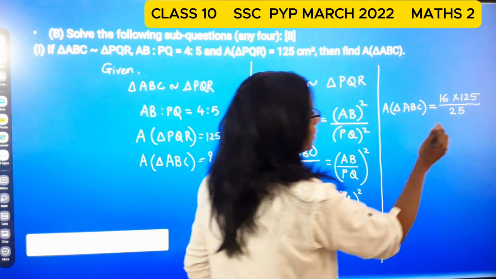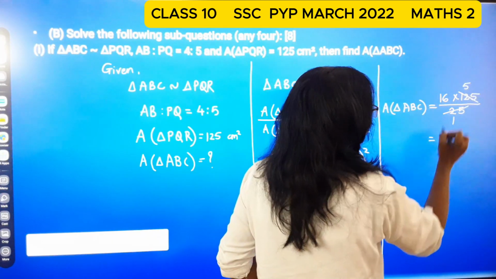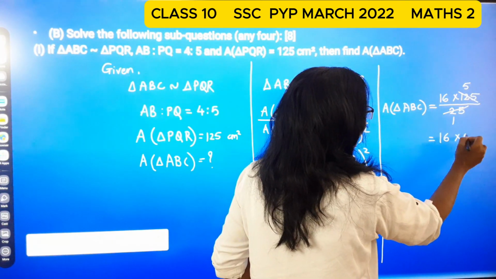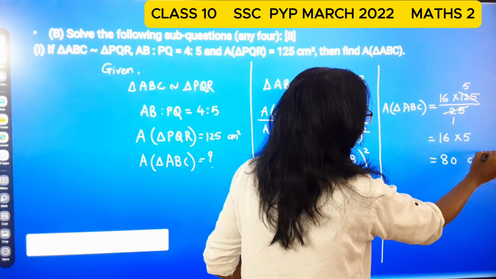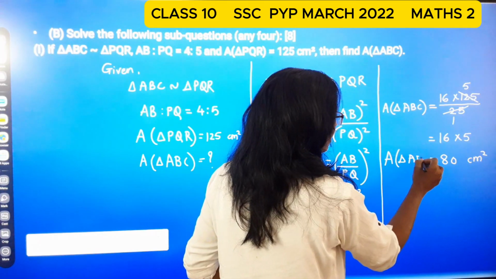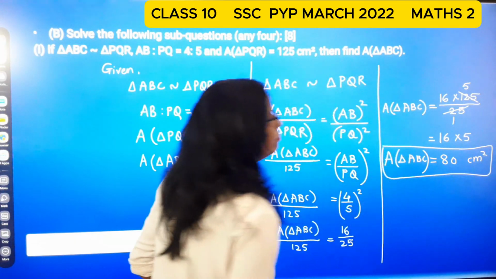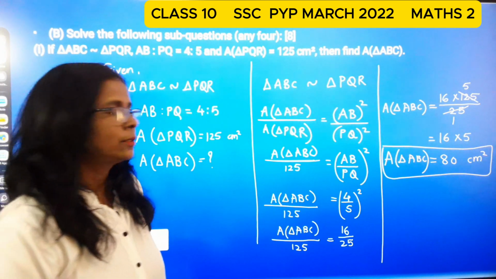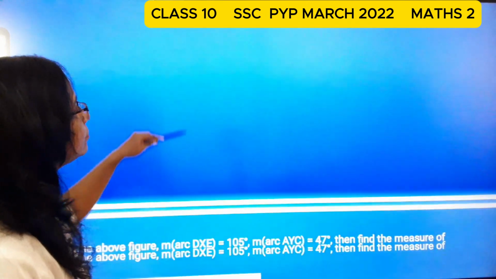Okay, so that means here students, 25 ones are 25, 25 fives are 125. So 16 multiply 5 and that is equal to 80 square centimeter. So area of triangle ABC is equal to 80 square centimeter. Okay students. Then next one question.